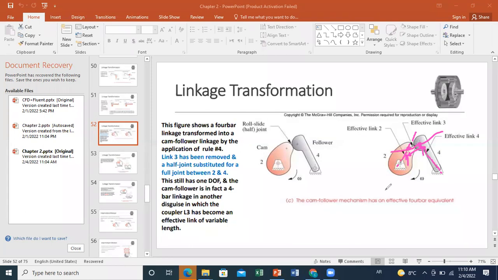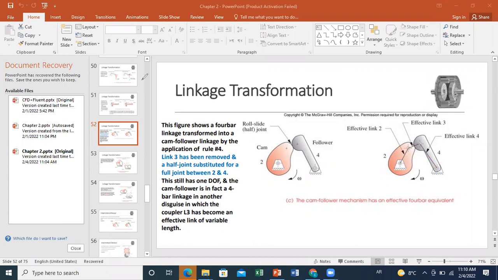So this is similar to a 4-bar linkage, but it has a certain property that the effective link L3, which is the coupler, is of variable length. Okay. Now, this is about linkage transformations.